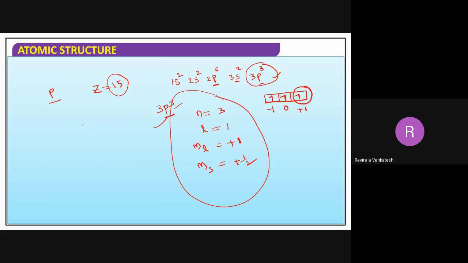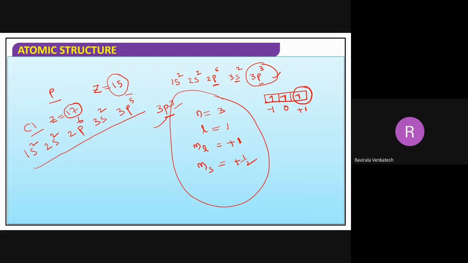For example, if you take chlorine, the atomic number is 17. Again we write according to the Aufbau rule: 1s, 2s, 2p, 3s and 3p. Now put 2 electrons in 1s, 2 in 2s, 6 in the p orbital, again 2. The total present is 17 electrons. Already we consumed 6 plus 2, 8, 8 plus 2, 10 plus 2, 12. Only 5 electrons are left that we can keep here. 3p5. So this will be the configuration of chlorine.